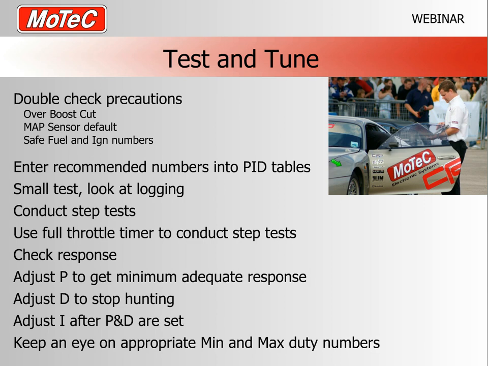then you can use a full throttle timer to increase and decrease aim duties and see how it responds. Check the response, and again you can adjust the P to get the minimum adequate response, adjust the D to stop the hunting, and adjust the I after the two are set. So the integral is only to eliminate that last little error. Alright, and also keep an eye on the appropriate min and max duty cycle numbers.